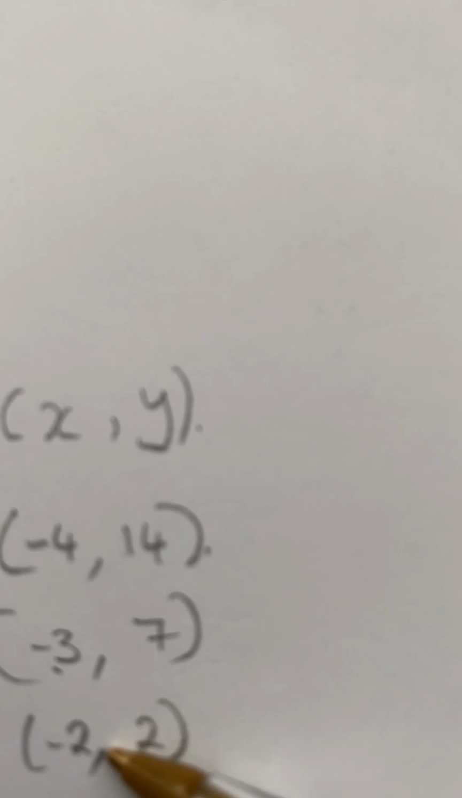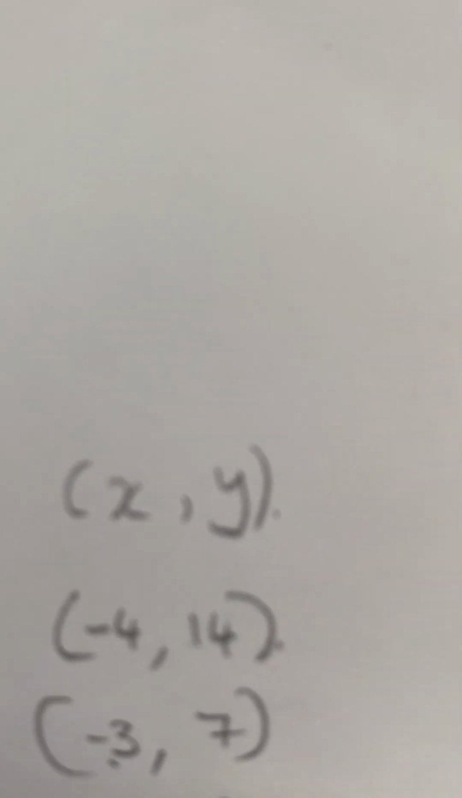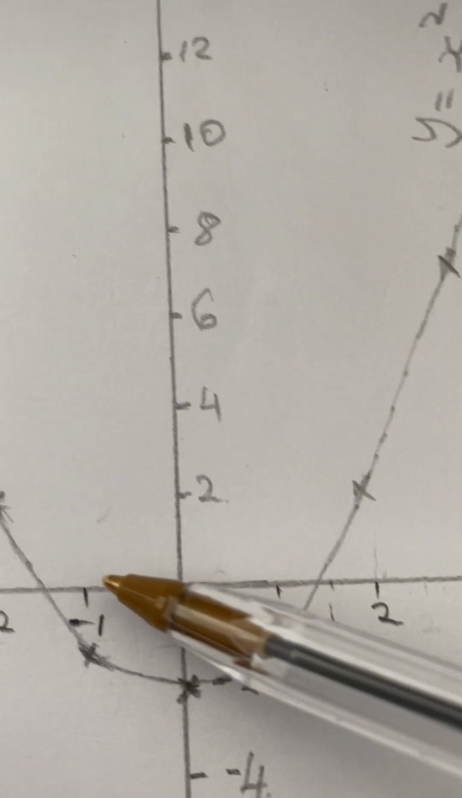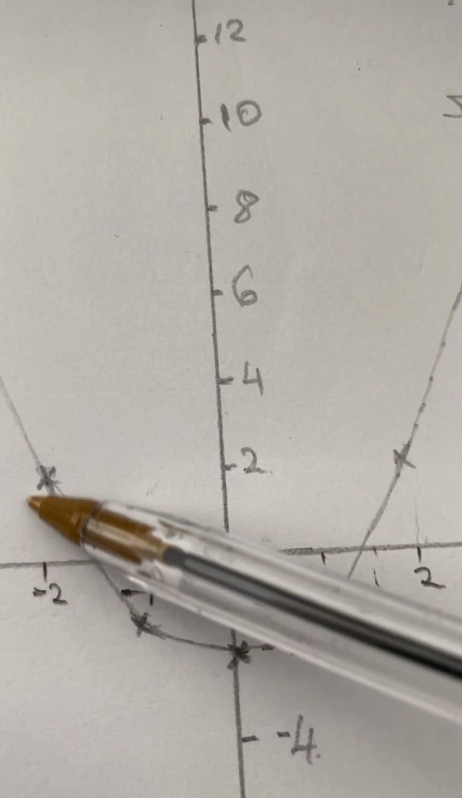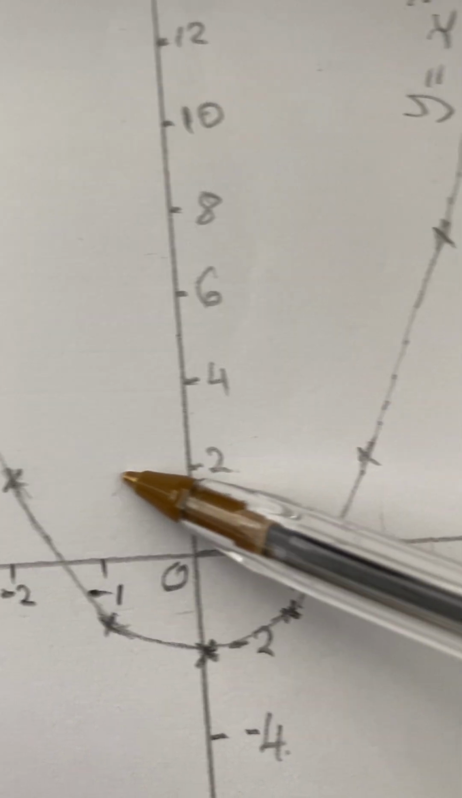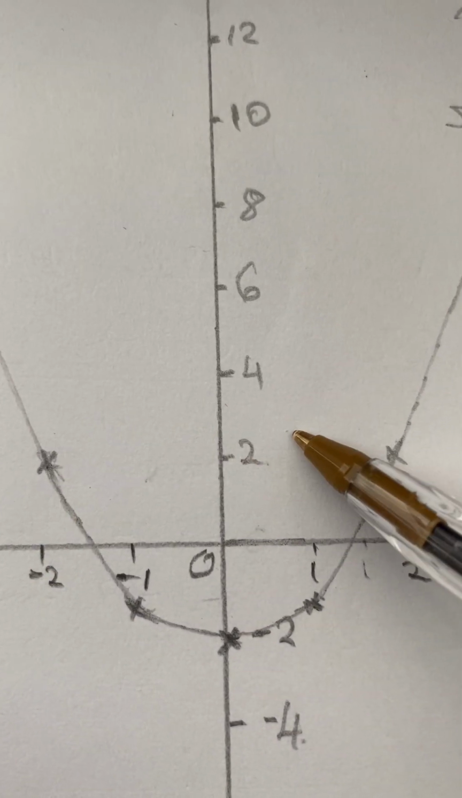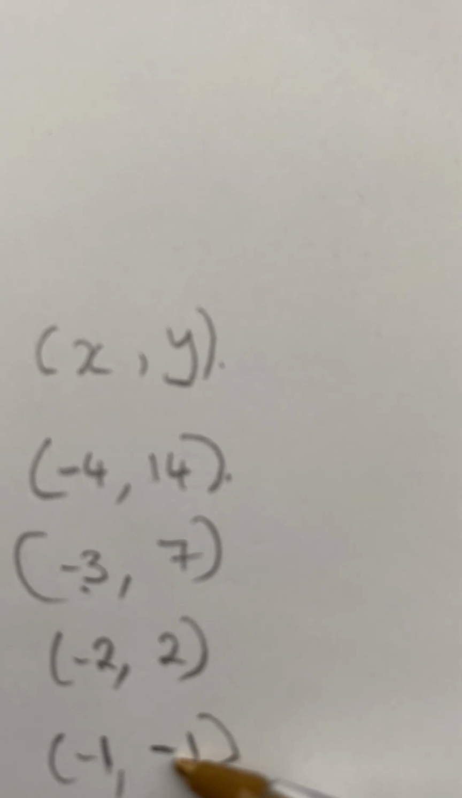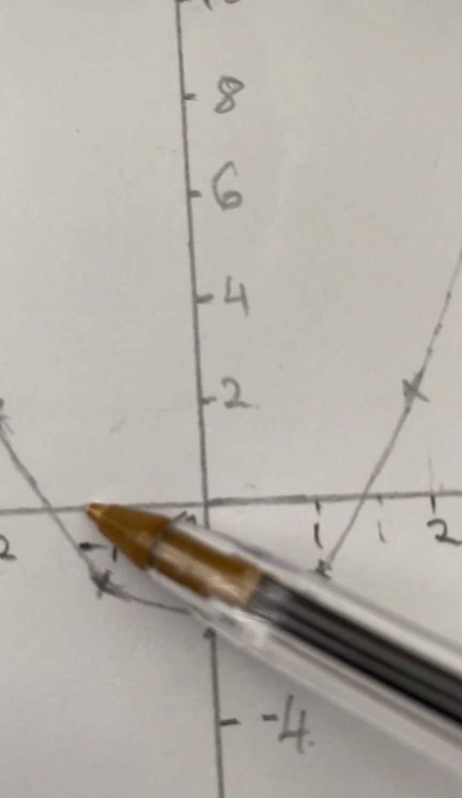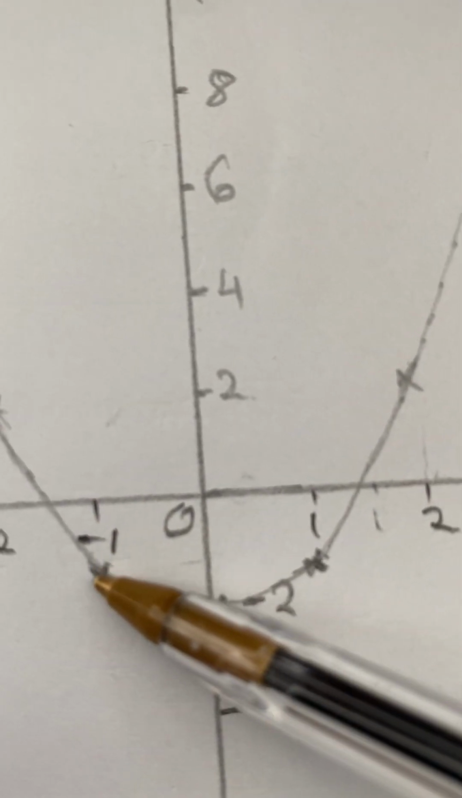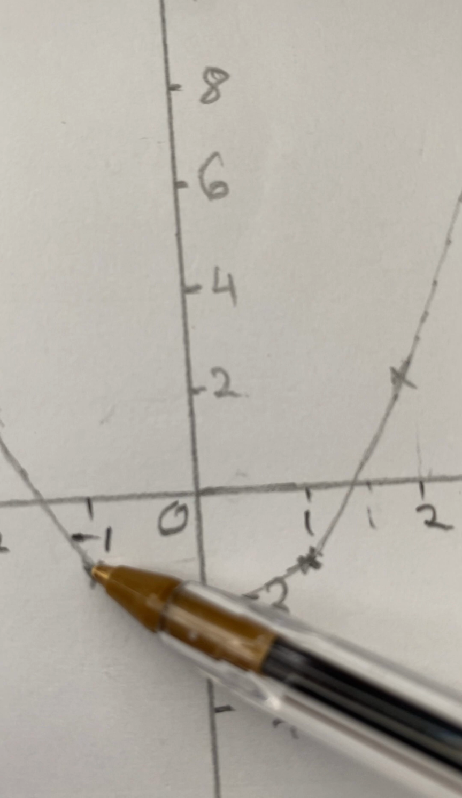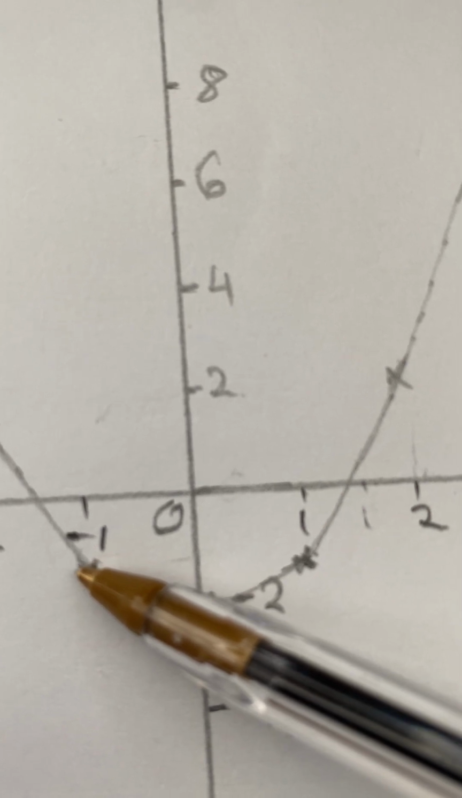When x is minus 2, y is 2. So when x is minus 2, y is 2 there. When x is minus 1, y is minus 1. So when x is minus 1, y is minus 1 here. Okay, there.